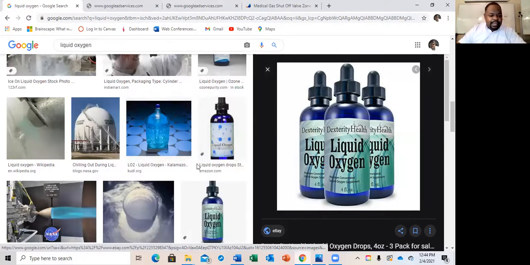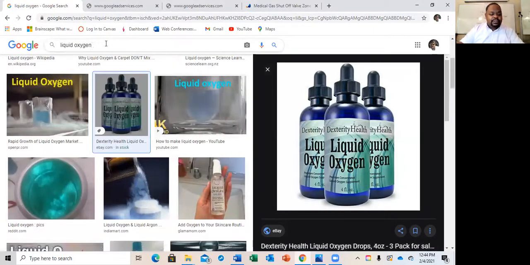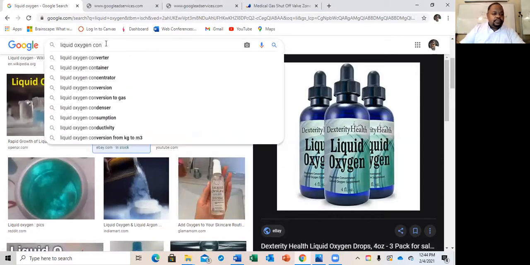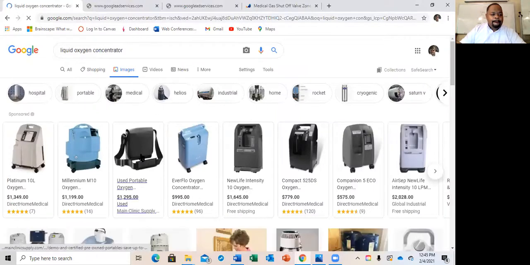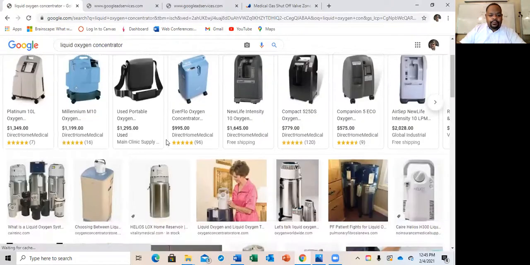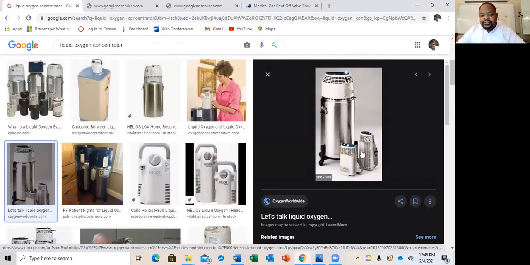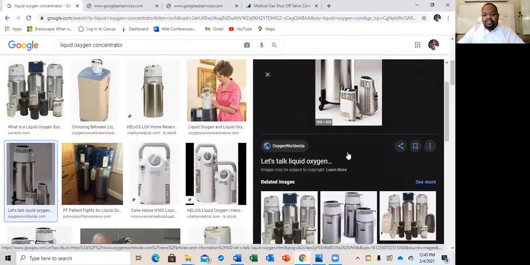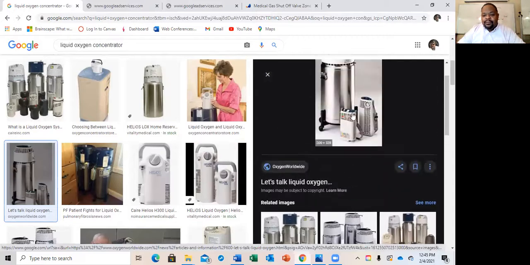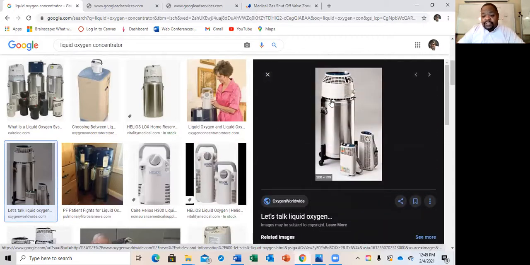All right, so this is liquid oxygen. I'm trying to show you the liquid oxygen concentrator. Okay, here it is right here. This is what's called a liquid system. This is the liquid oxygen system here, right? The patient will have one of these in the house in the closet somewhere, and the guy with the truck will come in with another one and fill this up, or take yours out to the truck, fill it up and bring it back in the house.